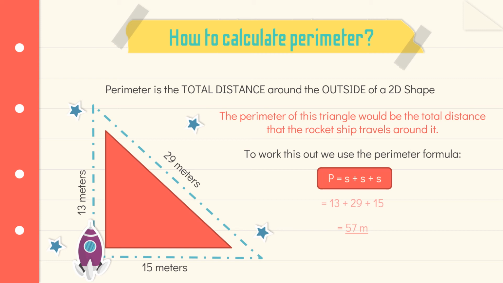It doesn't really matter which order you write down the sides in, as long as you get all of them in at the end. So I started at the 13 meters. I said 13 plus 29 plus 15. I added it up on the side and I got 57. You mustn't forget to write your units of measurement at the end. Each of these sides is being measured in meters, so I must write meters at the end of my calculation.